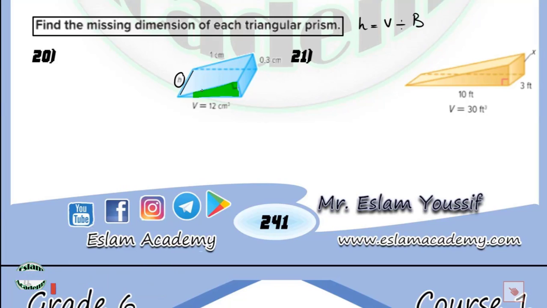A right angle triangle, and the length of one of the legs is equal to 1 and the other leg is equal to 0.3. The area of the base equals half times the base, which is 1, multiplied by the height, which is 0.3. You will find that the answer is 0.15. That's an area, so it's measured in square units. So it will be square centimeters.